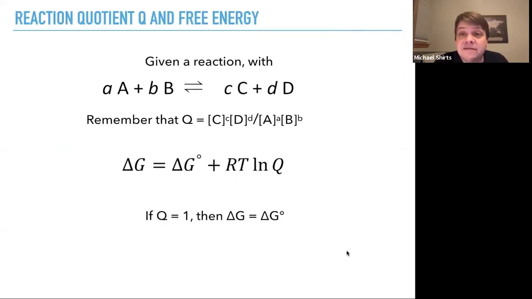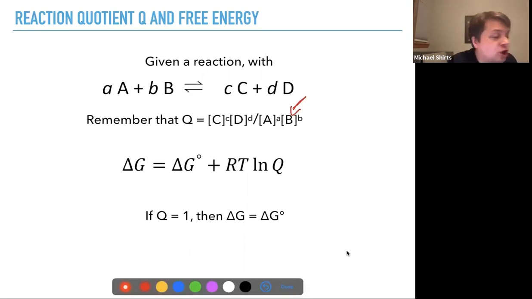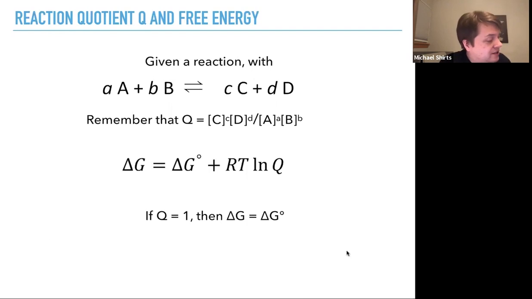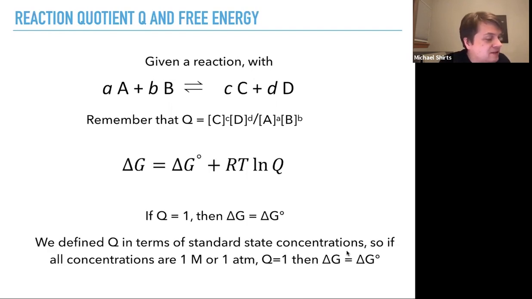Because remember the Q is defined in terms of the ratios of each of these concentrations at 1 molar. So if everything's at 1 molar, Q is equal to 1, and therefore delta G has to be the delta G standard state, right? Because Q is defined in terms of standard state and delta G standard state is defined in terms of standard state. So it makes sense that when Q equals 1, then the delta G has to equal delta G standard state, because we made those definitions. So it makes sense there has to be some relationship between the free energy and the standard free energy. And so we know that that relationship has to hold.